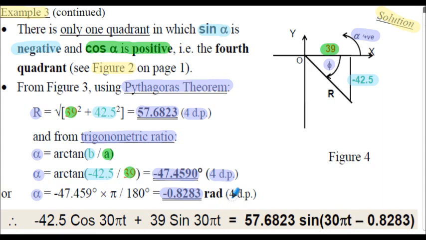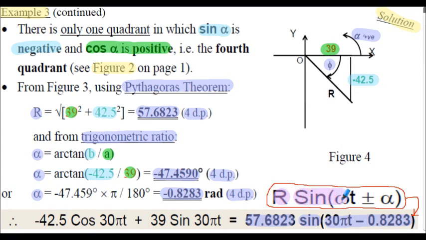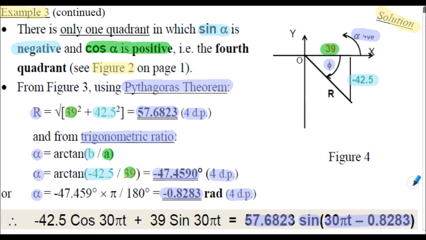Again, 4 decimal places. So finally we have our resultant waveform in the form of r sine omega t plus or minus alpha. In this case it's 57.6823 multiplied by the sine of 30 pi t minus 0.8283. Slight rounding there because I've used 39 instead of 0.5 multiplied by the square root of 3.